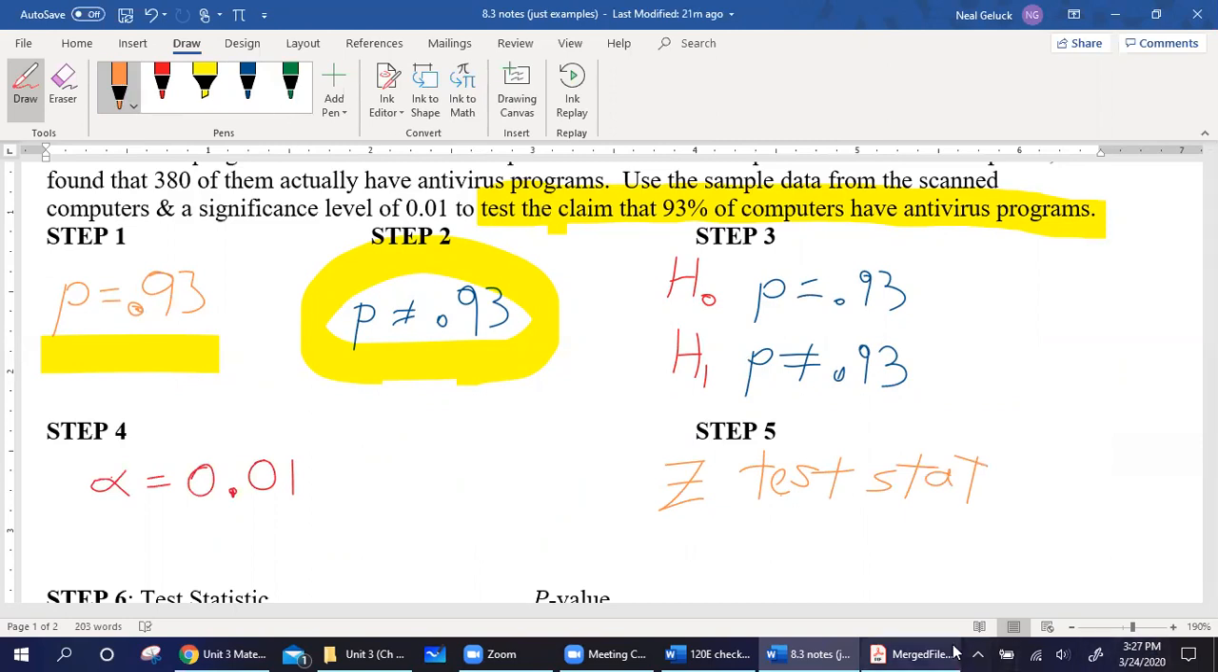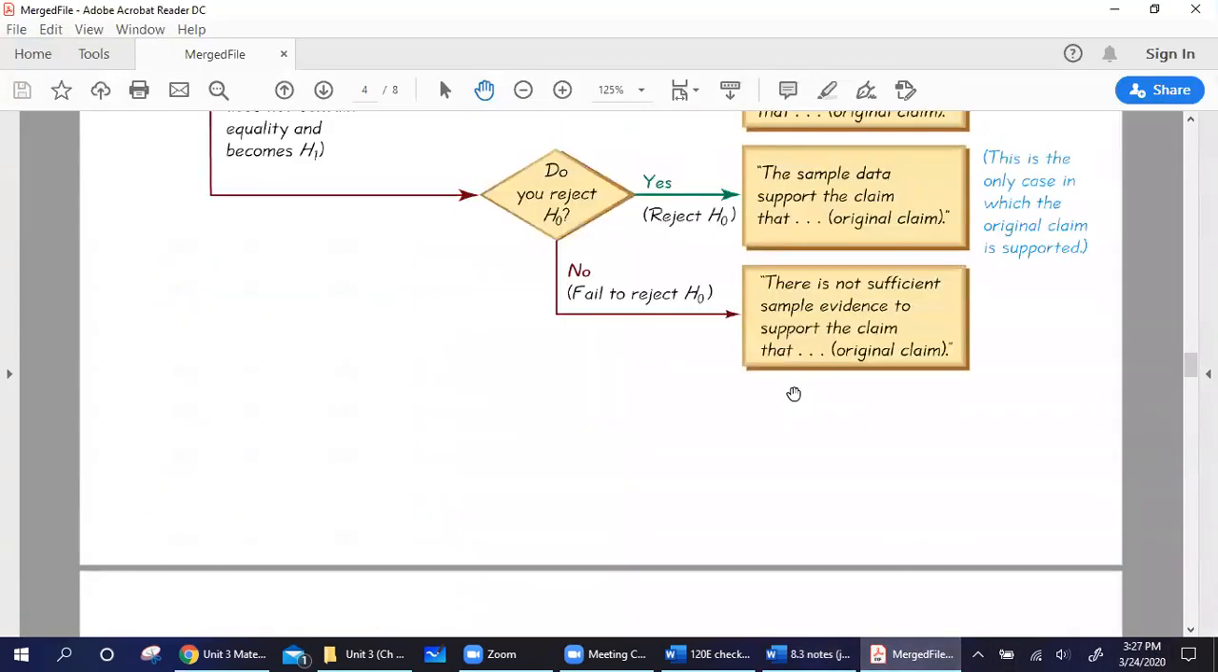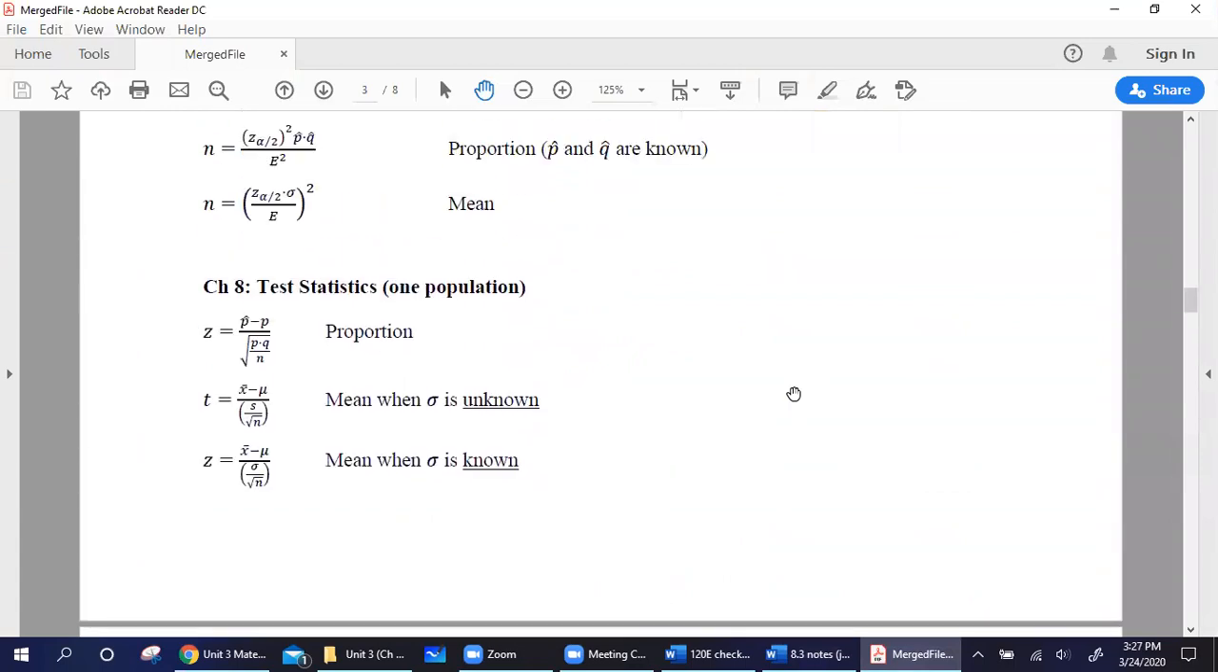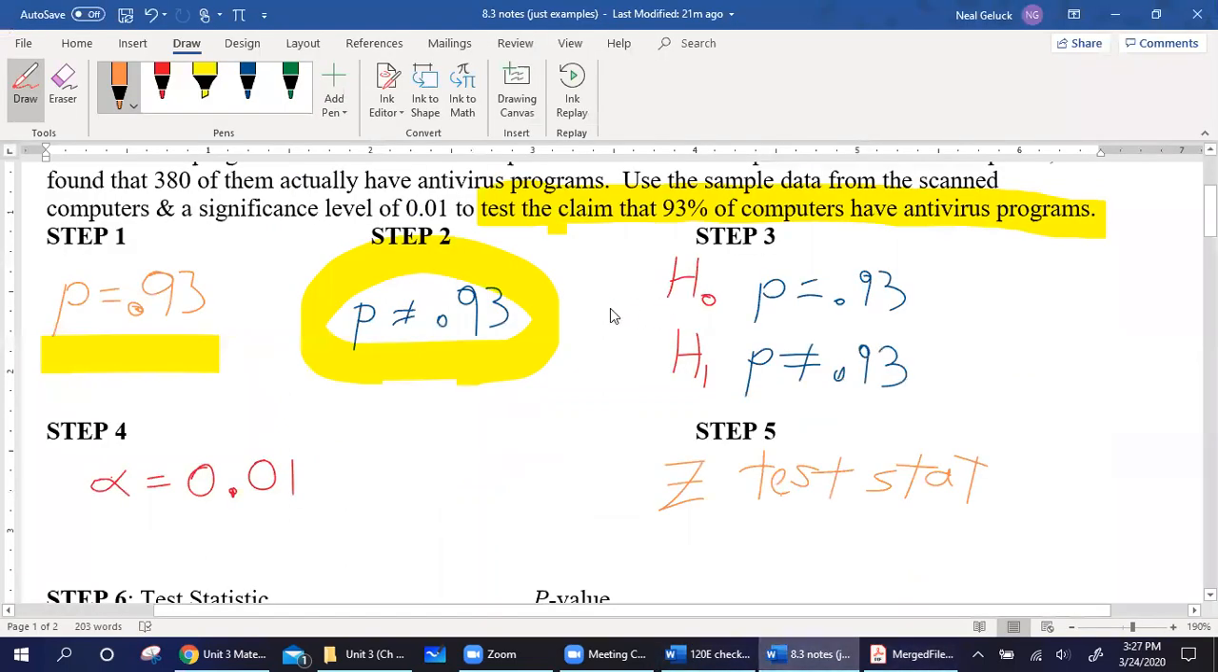And let me bring up your green packet. That would be right here. Since we're dealing with a proportion, we know it's going to be a Z test statistic. And that's also the formula we're going to use. So taking it back to the problems, step 6 is where all the math actually happens.